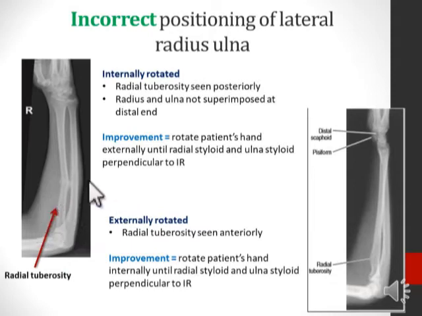So the improvement for this radiograph is rotate patient's hand externally until radial styloid and ulnar styloid perpendicular to the IR. So next is this radiograph shows that the hand of the patient is externally rotated. I say so because radial tuberosity is seen anteriorly. So the improvement of this radiograph is rotate patient's hand internally until radial styloid and ulnar styloid perpendicular to the IR.